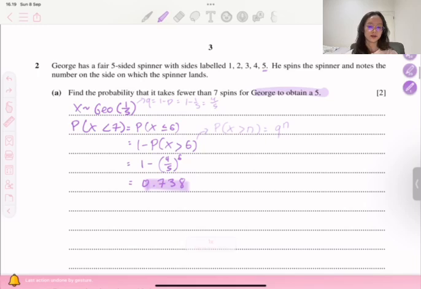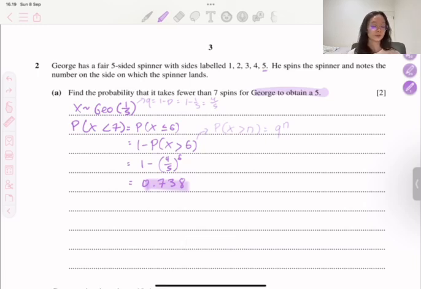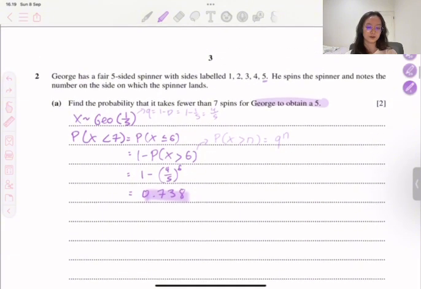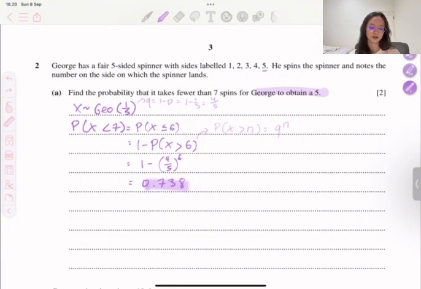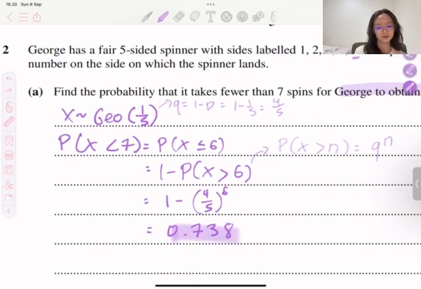So we can find the probability that x is fewer than 7. The probability of x fewer than 7 is equal to the probability of x less than or equal to 6. We can find this by subtracting from 1 the probability of x greater than 6. We know that the probability of x greater than n equals q to the power of n, in which q is 1 minus the probability. So here we have 1 minus 1/5, which is 4/5.